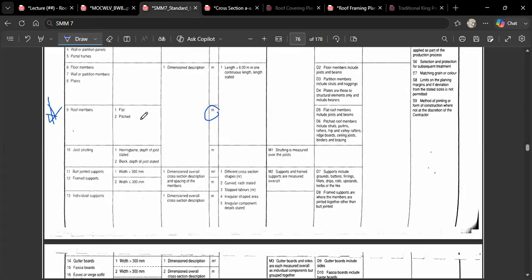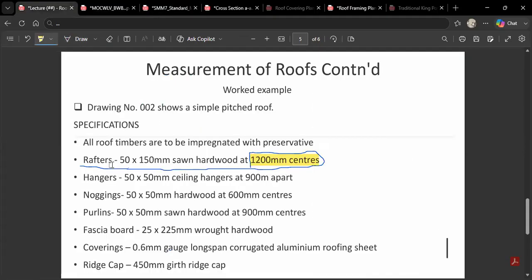So our description is going to be what? We are going to use the specification. Always remember to use the specification. So we are going to say roof framing member pitched, 50 by 150 sawnwood impregnated with preservative. Because you should take note that they are saying over here that all roof timbers are to be impregnated with preservatives. So you have to do your description according to the specification.